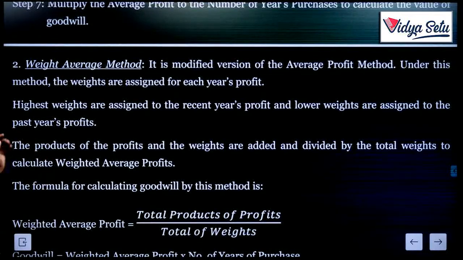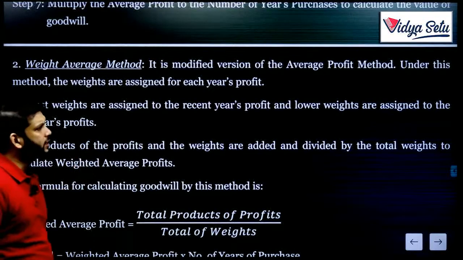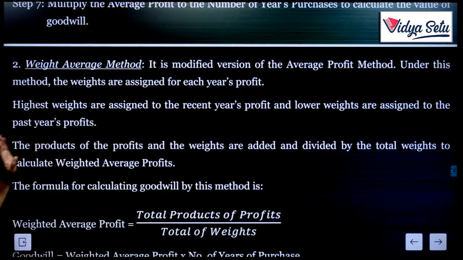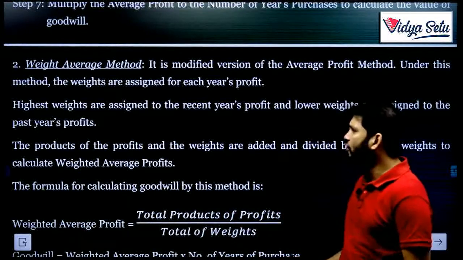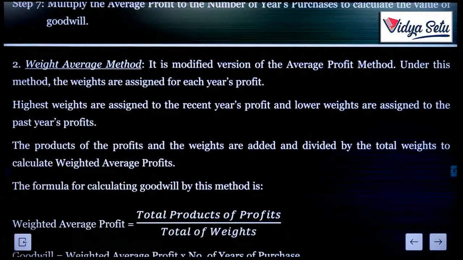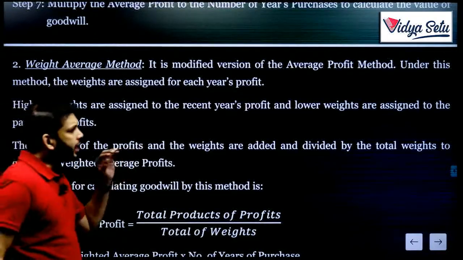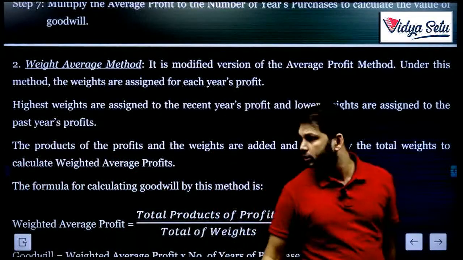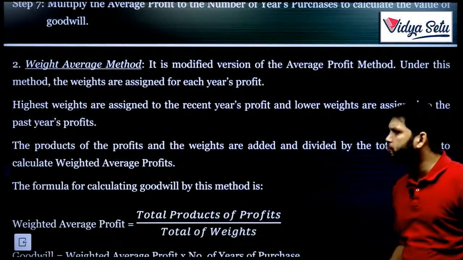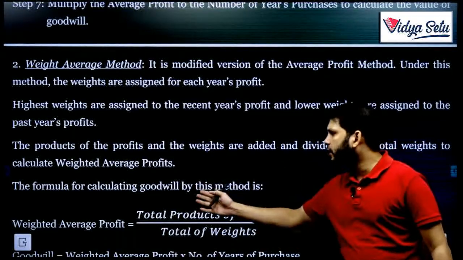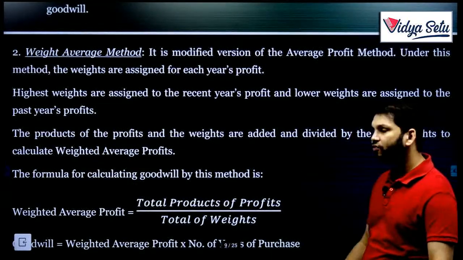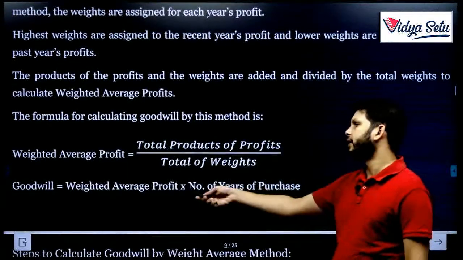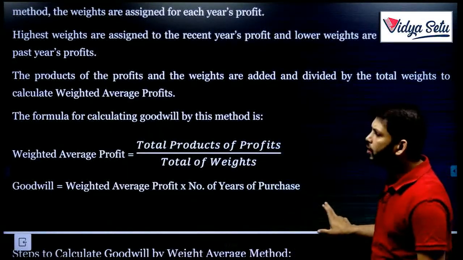Highest weights are assigned to the recent year's profit and lower weights are assigned to the past year's profit. The products of the profits and the weights are added and divided by total weights to calculate weighted average profit. The formula for calculating goodwill by this method is total products of profit divided by total of weights, and goodwill will be weighted average profit multiplied by number of years of purchase.